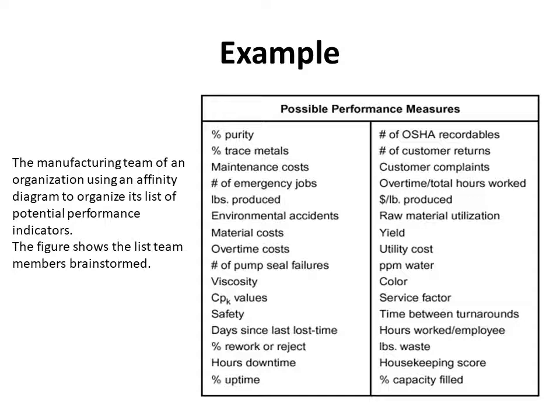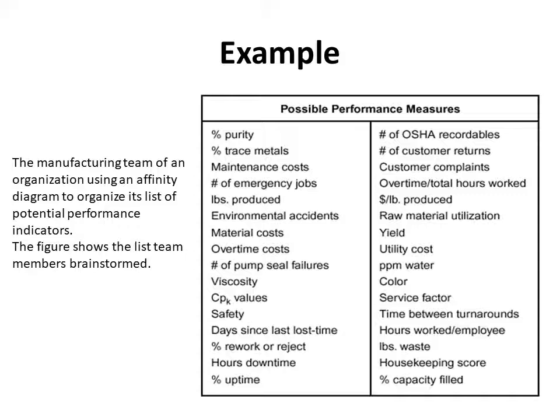trace metals, maintenance cost, the number of emergency jobs, the weight of items produced, environmental accident, material cost, overtime cost, number of pump seal failures, viscosity, CPK value, safety, percentage rework or reject, hours downtime, percentage uptime, percentage of OSHA recordables, that is occupational safety recordables, number of customer returns, customer complaints, overtime, total hours worked, raw material utilization, yield, utility cost, parts per million water usage, color, service factor, time between turnarounds, hours worked, employee turnover, amount of waste generated, housekeeping score, percentage capacity filled.